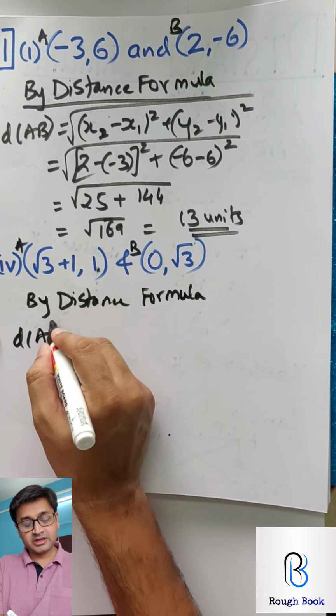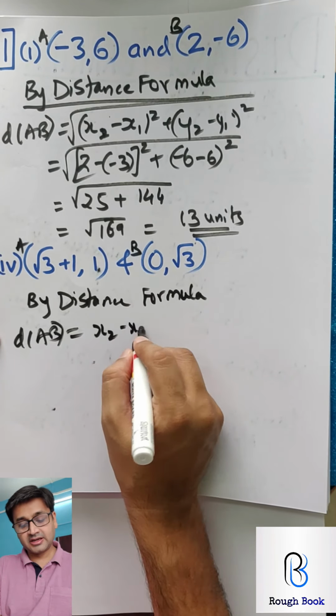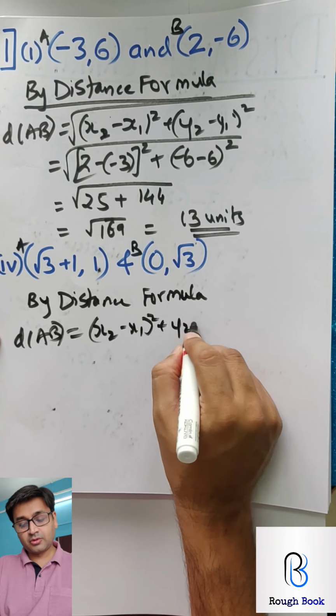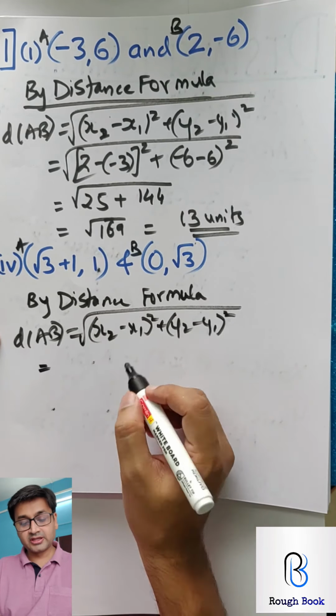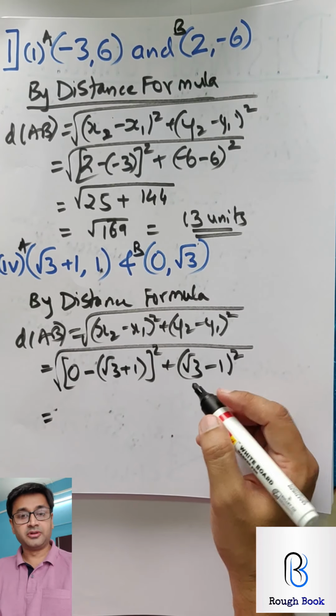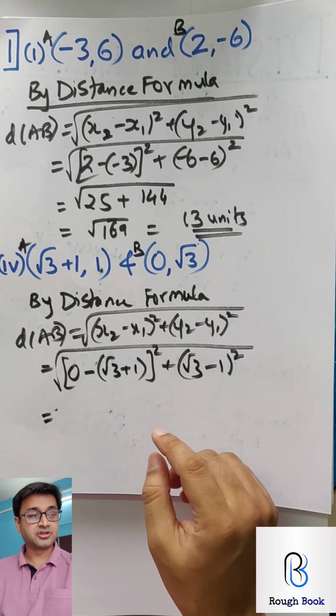So distance between AB, x2 minus x1 square, y2 minus y1 square. Let's apply it. So x2 is 0 minus root 3 plus 1 the whole square, and y2 is root 3 minus 1 the whole square under the root. Now you need to be a little smart over here. How to work this out? Pay attention carefully.